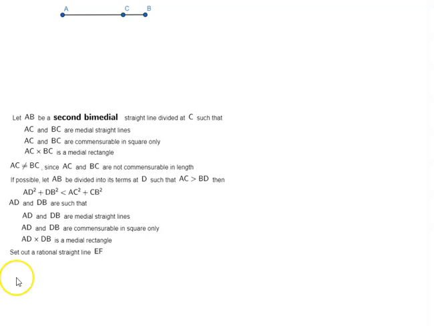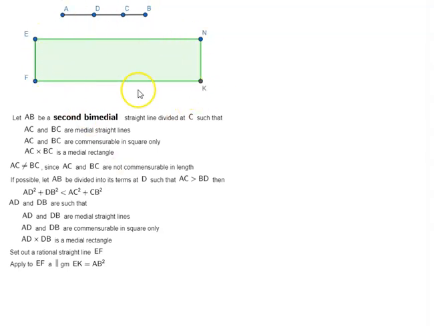So to prove this, let's set out a rational straight line EF. So let me set up that EF. And remember, I introduced a D. So let me bring in D as well. Apply to EF a parallelogram, more specifically a rectangle, EK equal to the square on AB. So again, we know how to do this. So this rectangle area is equal to AB square.